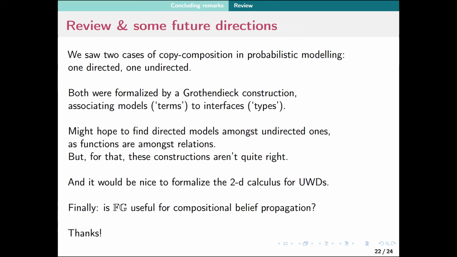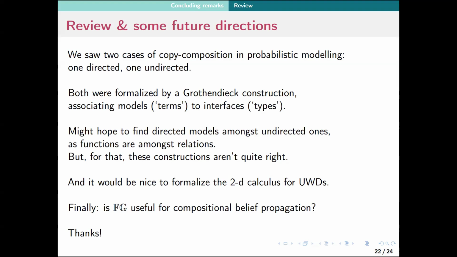We had directed ones and undirected ones, and they were different, but they were both formalized by this Grothendieck construction, which associates models to types or interfaces and composes them by this copy composition method. One thing I started thinking about was that it would be nice to have, amongst the undirected models, the directed models, in the same way that you get functions amongst relations. You can sometimes think of kernels as enriched relations, and in this enriched setting you get a similar thing, but this isn't the right setting to do this.